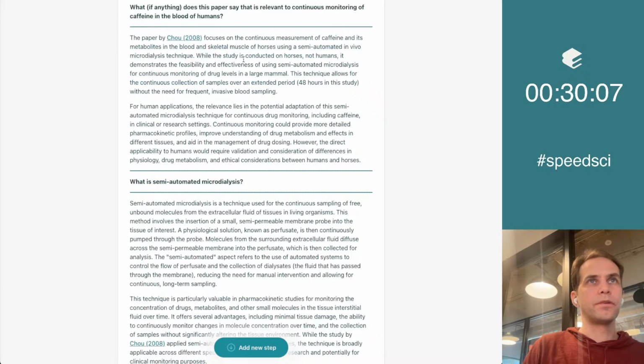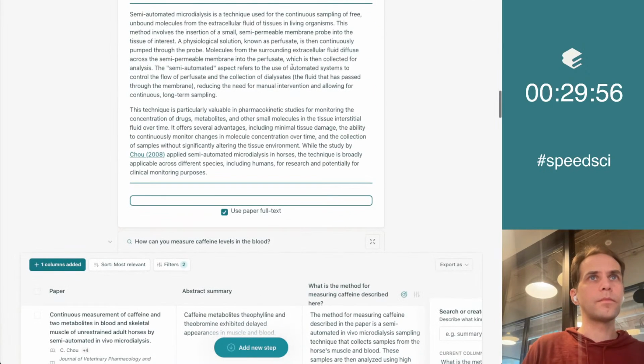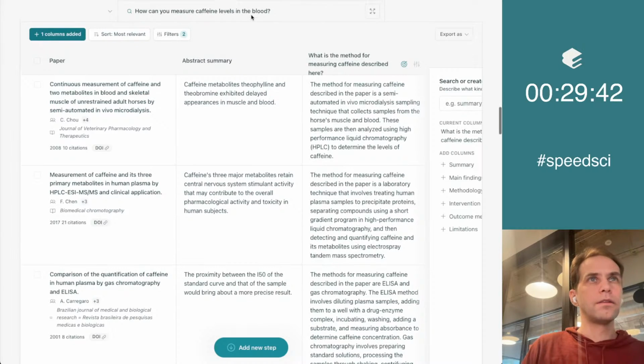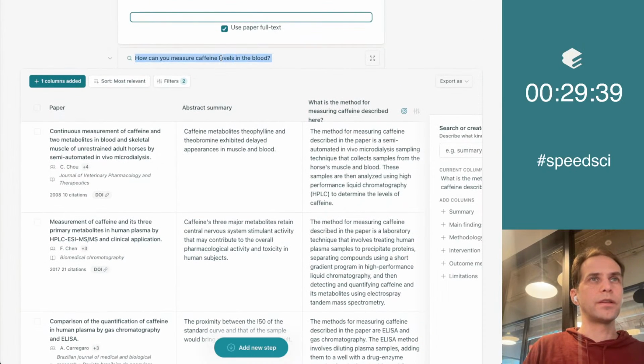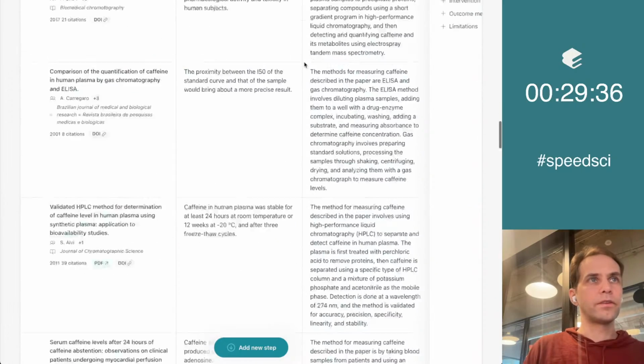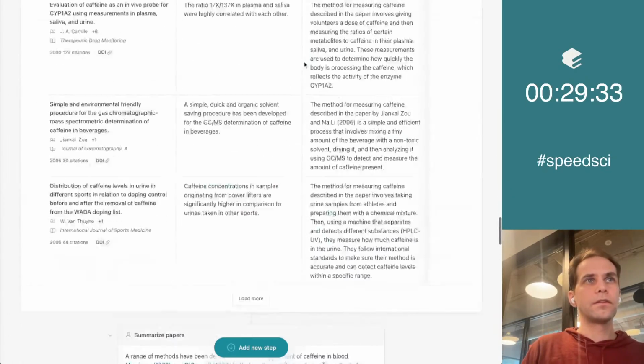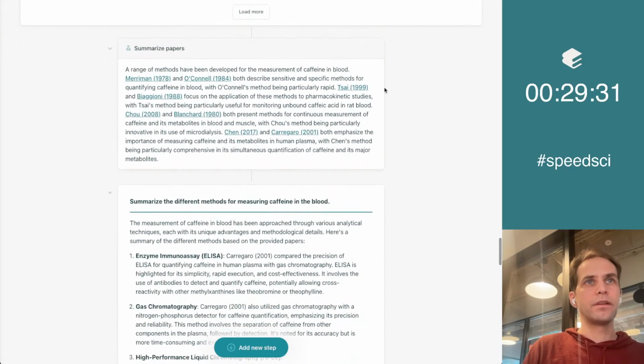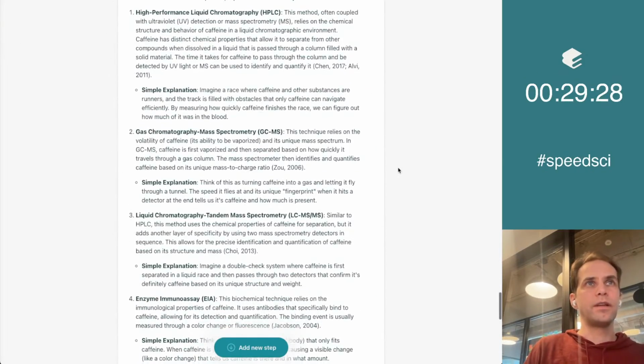We briefly looked into the paper about horses, and it used a semi-automated in vivo microdialysis technique, which is a kind of continuous sampling using a small membrane probe that was inserted into the tissue. Then we asked more generally how we can measure caffeine levels in the blood, not necessarily continuously, and got a bunch of relevant papers and created a list of different techniques.